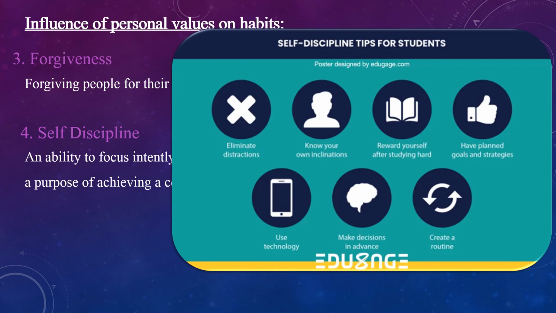Eliminate distractions. Find the distractions in your life that always make you less disciplined and begin eliminating them. Know your inclinations. For example, if you feel more energized in the afternoon every day, then it might be best to schedule your most challenging task at that time. That means you will require less mental energy to be self-disciplined to work out. Reward yourself after studying hard so that it helps you to keep your motivation high.